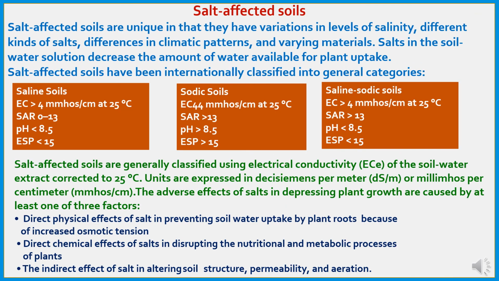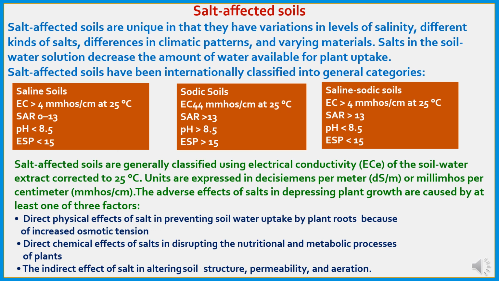Now to study salt affected soils. Salt affected soils are unique in that they have variations in level of salinity, different kinds of salts, differences in climatic patterns and varying materials. Salts in the soil water solution decrease the amount of water available for plant uptake. Salt affected soils have been internationally classified into three general categories. First one is saline soils, second is sodic soils and third is saline sodic soils.